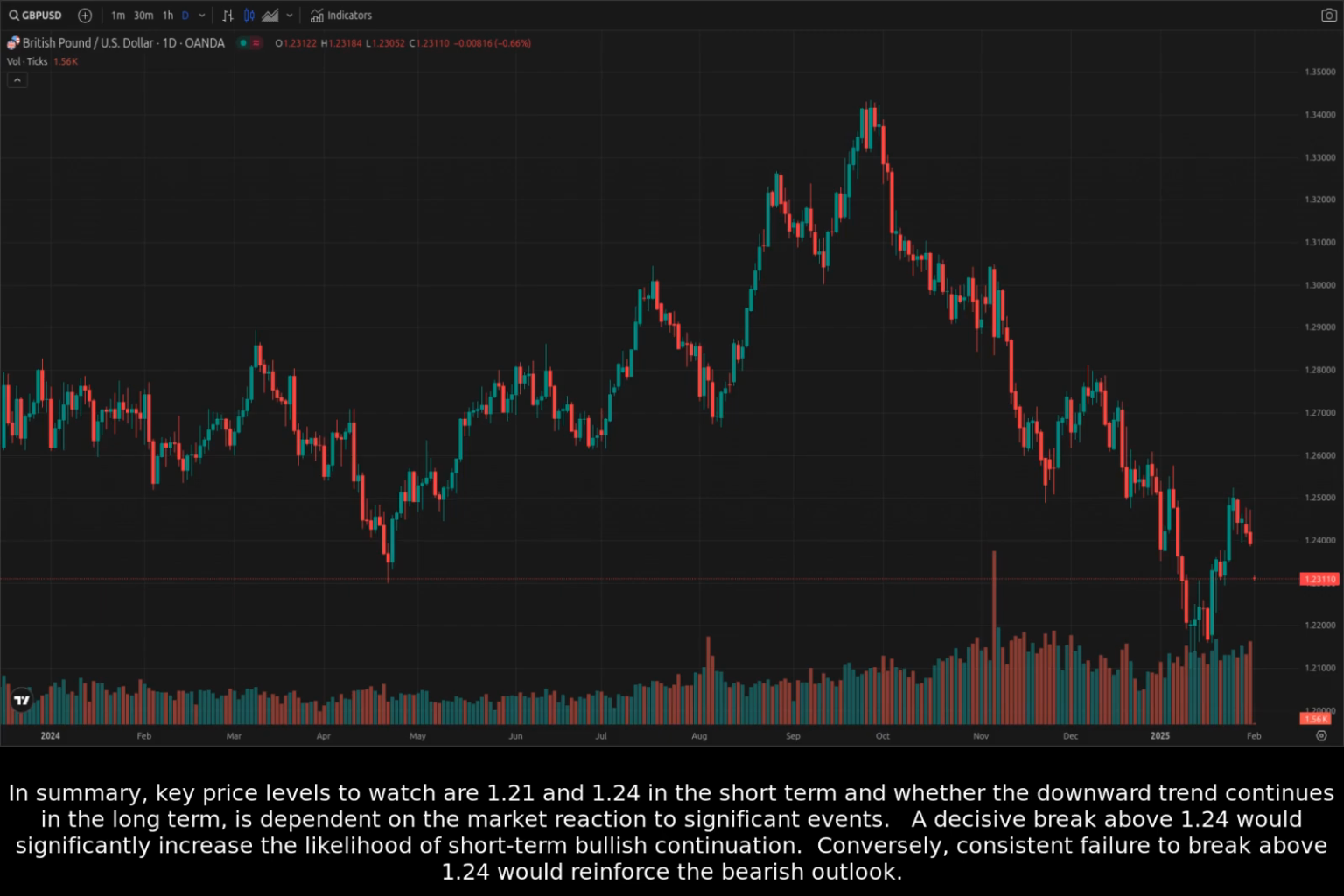In summary, key price levels to watch are 1.21 and 1.24 in the short term, and whether the downward trend continues in the long term is dependent on the market reaction to significant events. A decisive break above 1.24 would significantly increase the likelihood of short-term bullish continuation. Conversely, consistent failure to break above 1.24 would reinforce the bearish outlook.